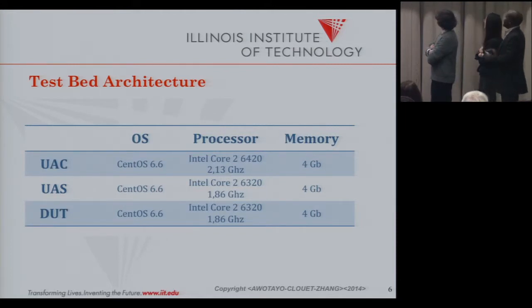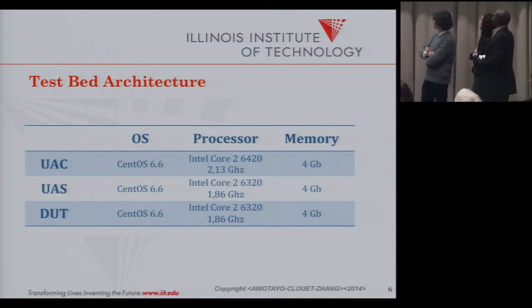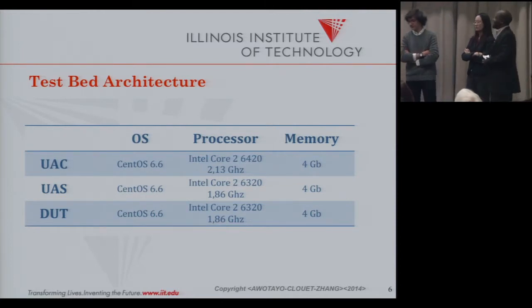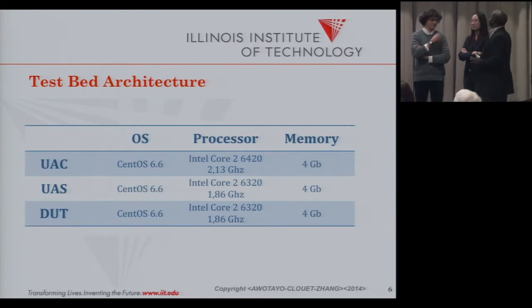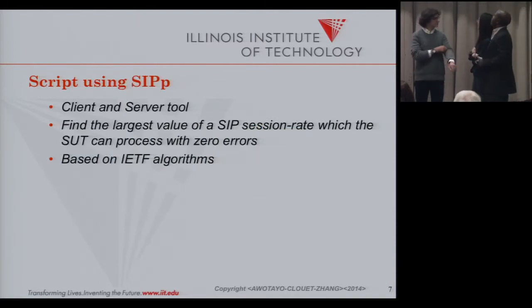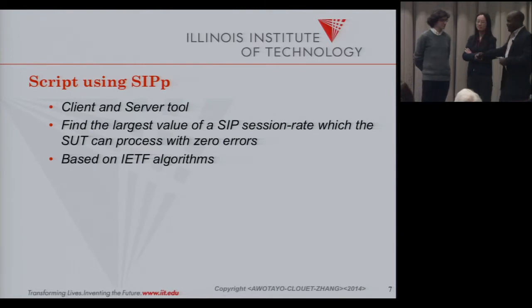This is the configuration of the servers we made use of. All of them run on CentOS 6.6. And then, as you can see, the processor is pretty old, an Intel Core 2 6420. This is what we made use of, and it really worked for us. And all the servers run on 4 gig of memory, which helped us out too. I will hand it over to my colleague to talk about the scripting and other parts of it.